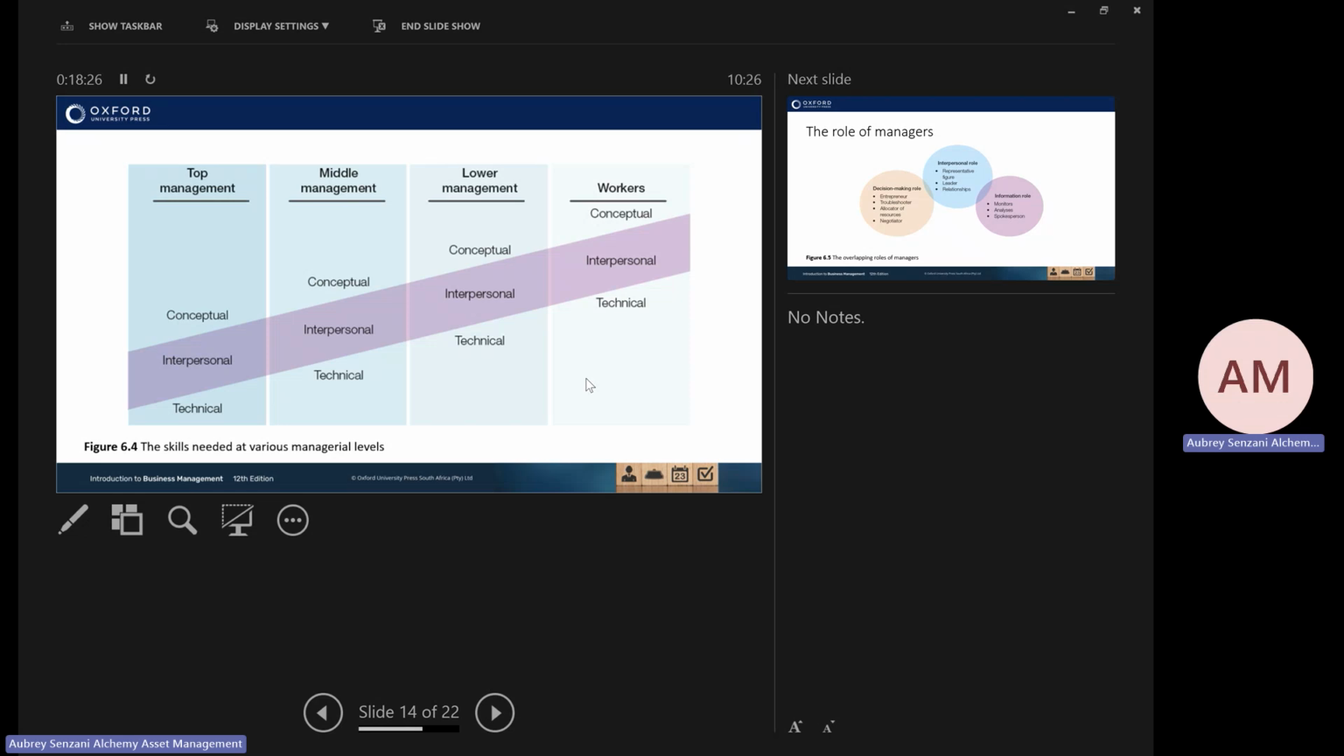Okay, and then here, you guys tell me, what are they actually talking to? What is this diagram telling us? Okay, and I see there it says fig 6.4, the skills needed at various managerial levels. What are they actually trying to make us aware of? Let's unpack it. What are they trying to tell us?